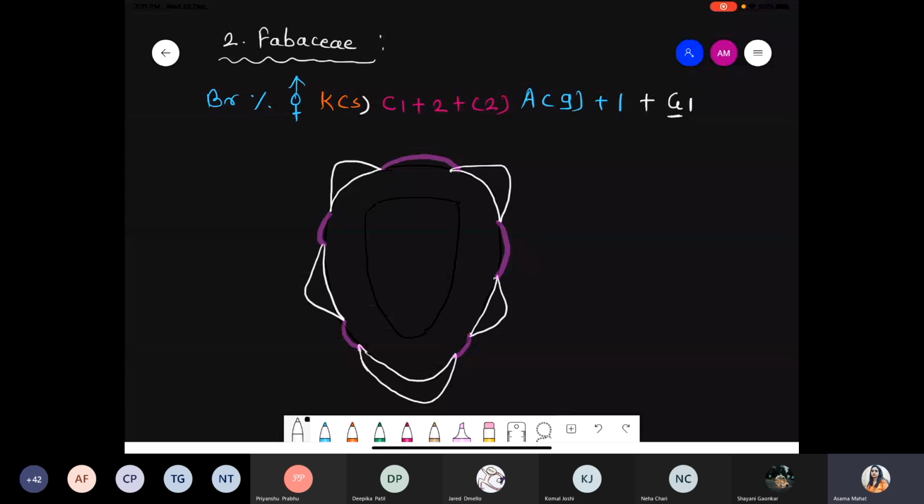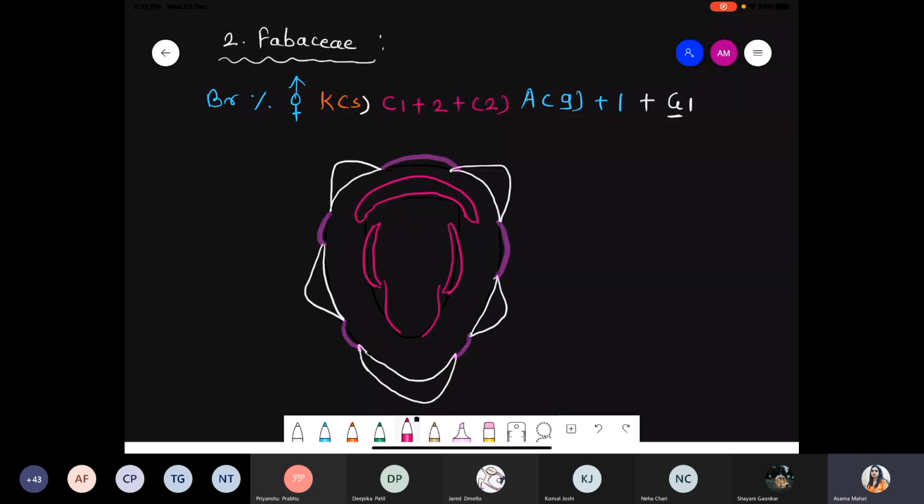1 plus 2 and 2, they are present inside the bracket. And the vexillary estivation is present. It means that we have to draw number 1, that is the standard, which is the largest one. Suppose these are number 1. Then number 2, the alae, according to vexillary estivation. So these are the part of the alae. And finally, there is the last one, that is the keel or carina.